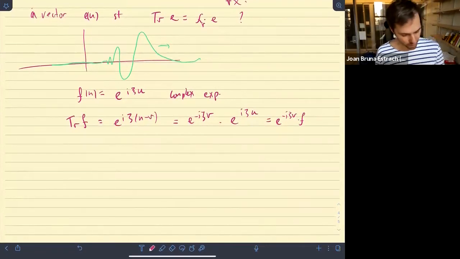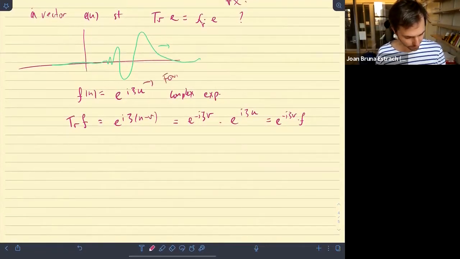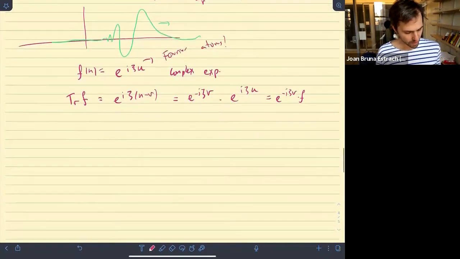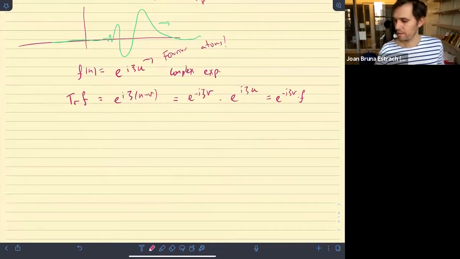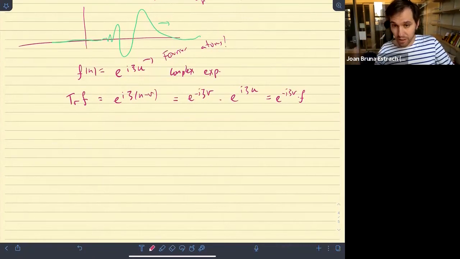So these are just the Fourier atoms, right? So what am I saying here? Is that now if I have an operator that is diagonal in the Fourier domain, then it's going to commute with translations. But what are the linear operators that commute that are diagonal in the Fourier domain?